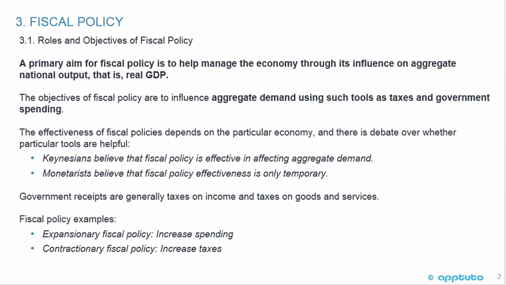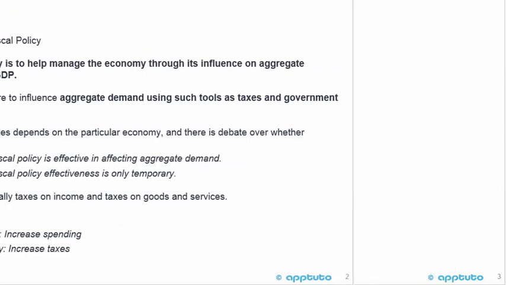Some fiscal policy examples: an expansionary fiscal policy is to increase spending, build some new roads, for example, bridges, ports, dams, and a contractionary fiscal policy would be to increase taxes.